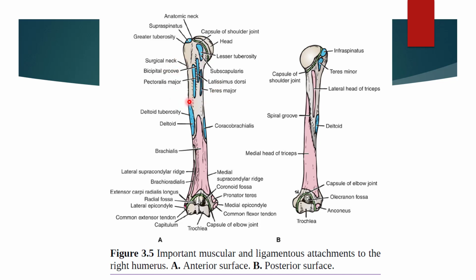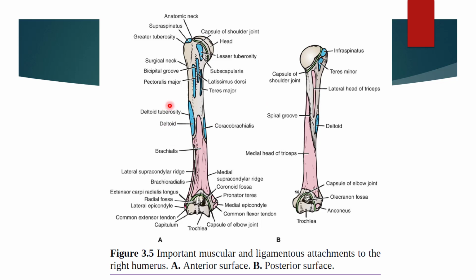So three muscles are attached on the anterior surface of the upper part of the shaft of the humerus. There is the bicipital groove, which is also called the intertubercular sulcus: teres major to the medial lip, pectoralis major to the lateral lip, and latissimus dorsi to the floor of the bicipital groove. Then there is the lateral head of the triceps muscle, which is attached posteriorly on the upper part of the shaft of the humerus.